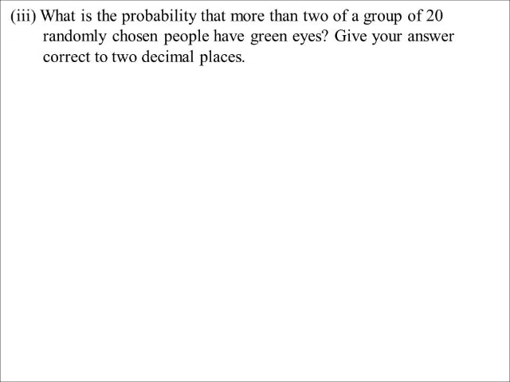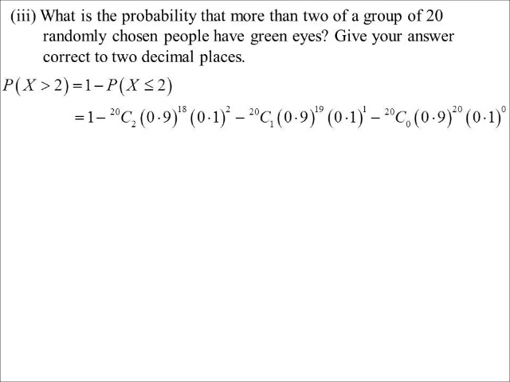Probability that more than 2 of a group of 20 randomly chosen people have green eyes. Okay. So we're now saying what's the probability that it's greater than 2? Again, here's the complementary event idea. So 1 minus the probability of less than or equal to 2. This time we only have to work out 3 probabilities, as opposed to if I went the other way, I'd have to work out 3, 4, 5, 6 and so on. And that turns out to be 0.32.